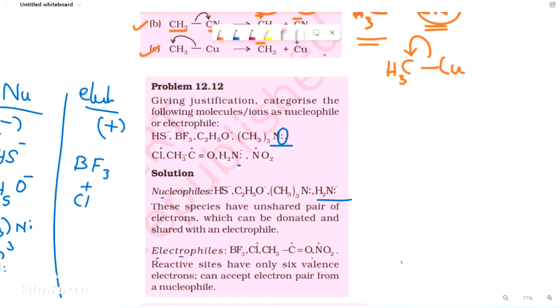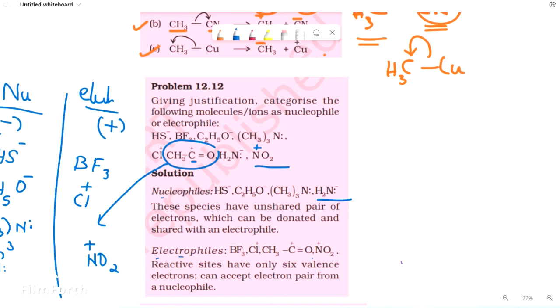So due to the presence of that positive charge, this carbon will have a positive charge. So this is definitely an electrophile. Yes, it comes under the category of electrophile. Then NH2 we already told, then NO2 plus. So due to this positive charge, it is again an electrophile, NO2 plus.